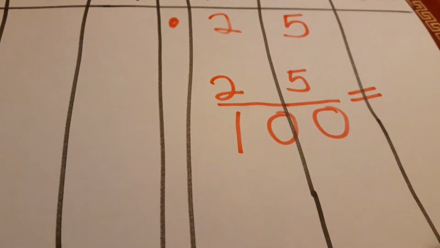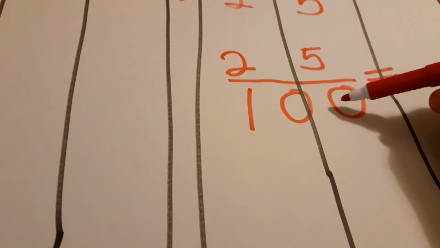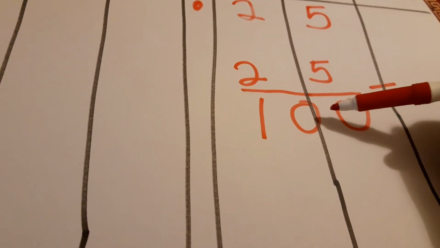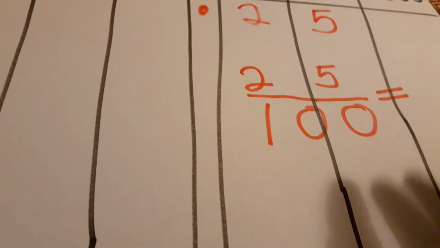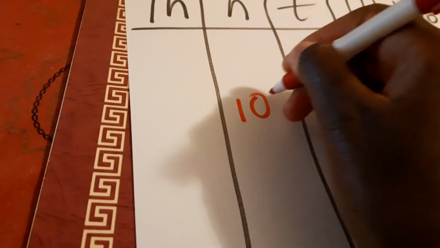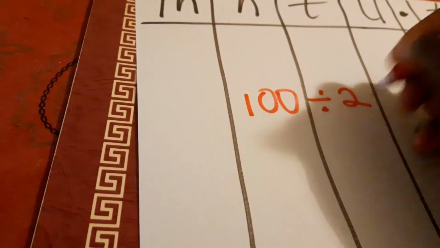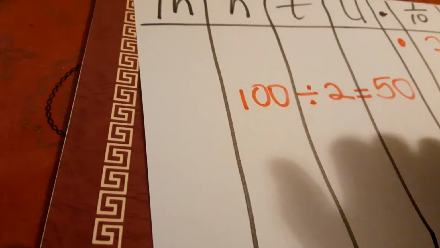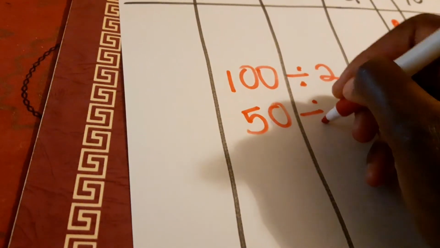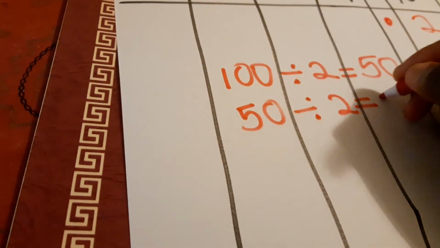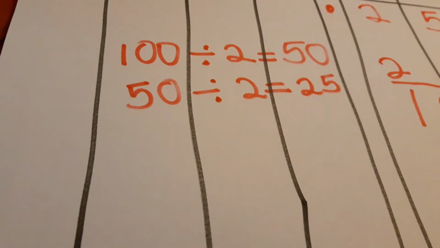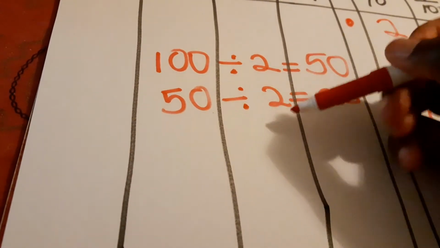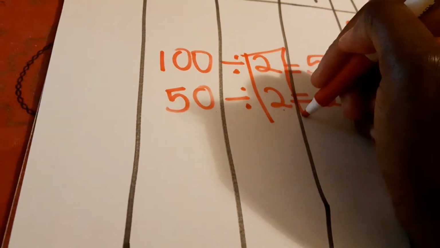So looking at this, we know that 25 goes into 100, but we just need to find out how many times. So we know that half of 100 is 50. So 100 divided by 2 is 50. And then we just need to do 50 divided by 2. So what is half of 50? 25. Okay. And how many 50s are there in 100? 2. And how many 25s are there in 50? 2. So these are the numbers that we want.